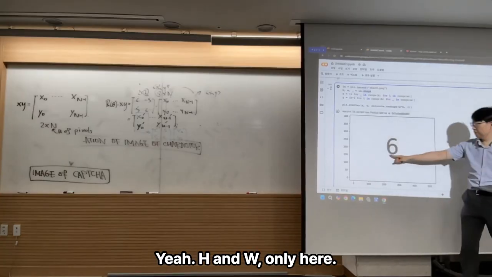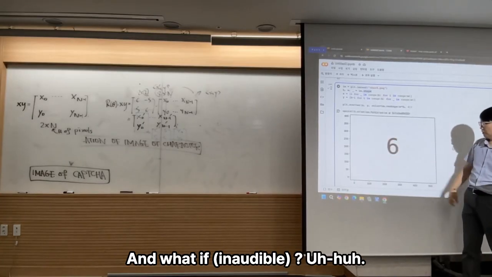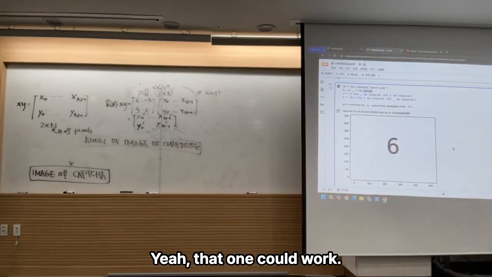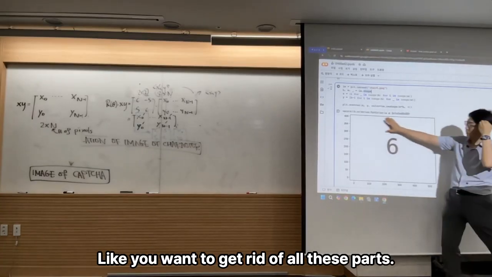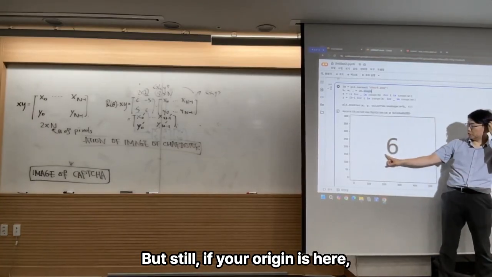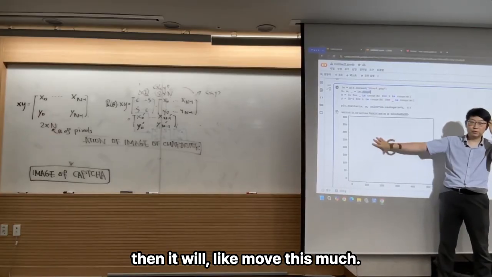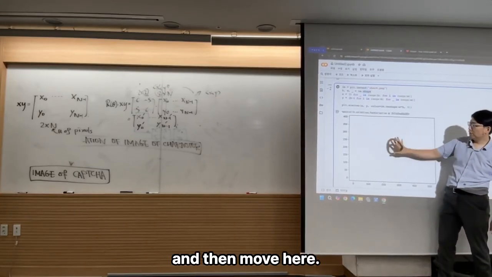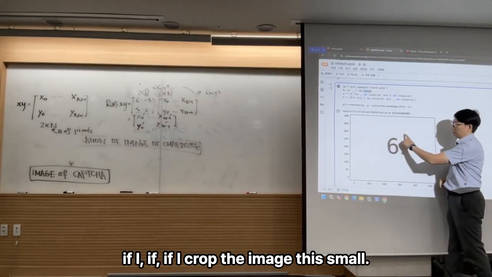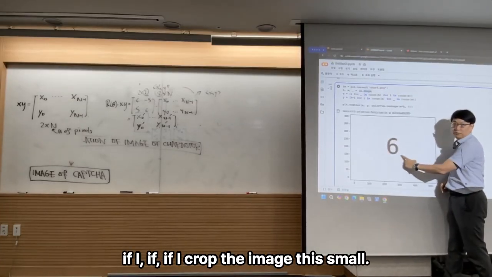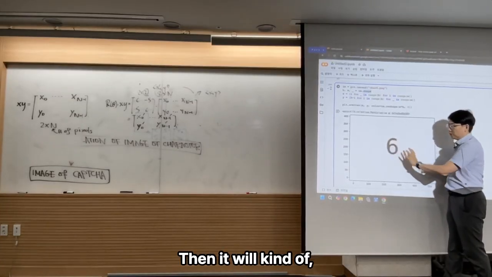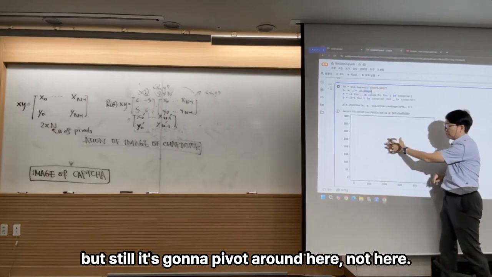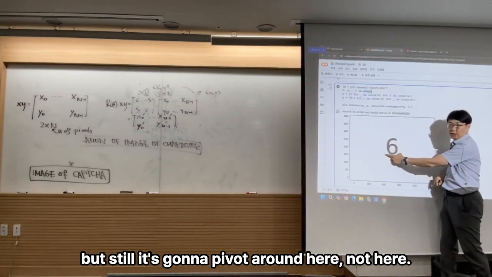Only here. Yeah. H and W only here. And work uses many. Yeah, that one could work. Like you want to get rid of all these parts, but still, if your origin is here, then it will move this much. But I want to keep the center of 6 and then move here. But you're talking if I crop the image this small, then of course it will not move that much, but still it's kind of pivot around here, not here.